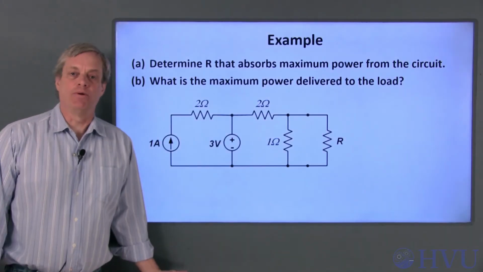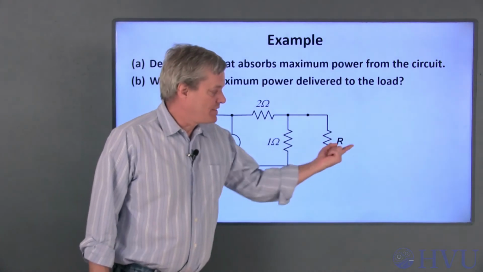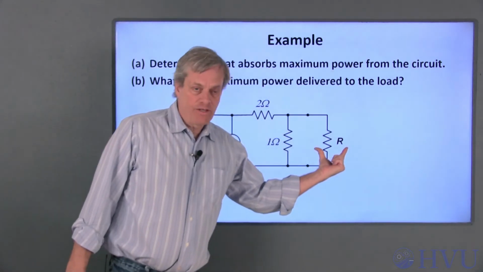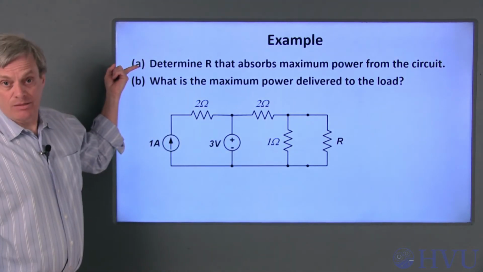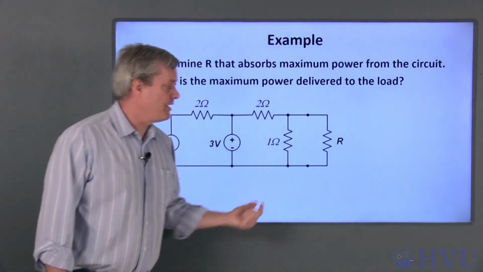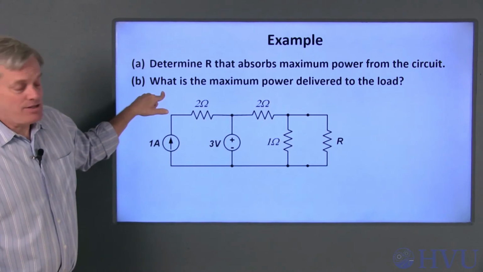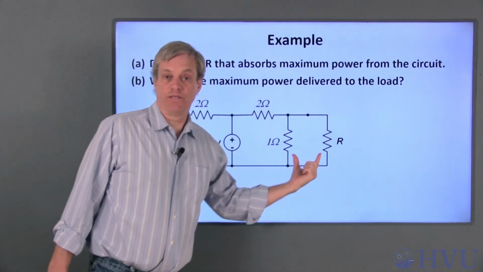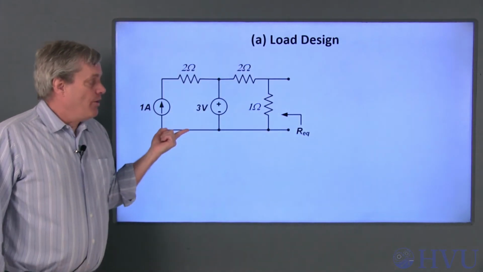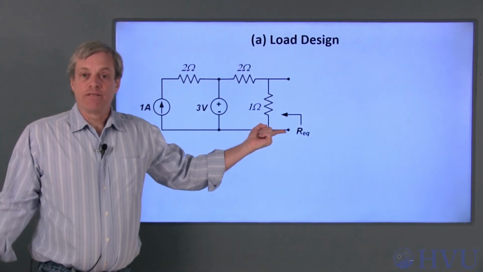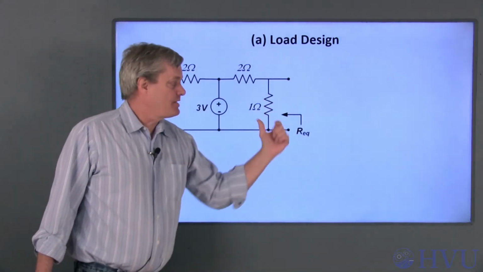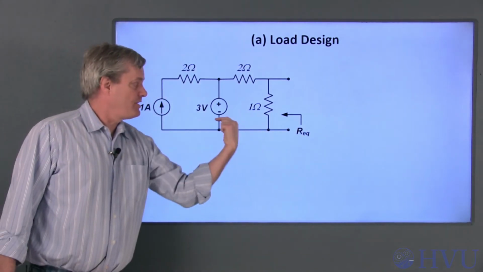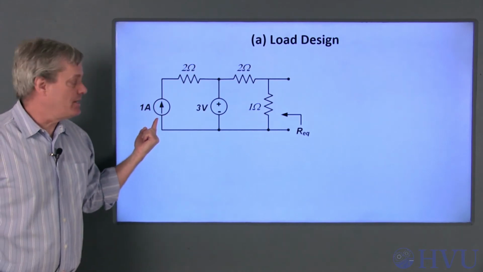Now let's do an example. We have a load resistance that we're connecting to this circuit. We want to choose a value for this resistance that absorbs the maximum amount of power from this circuit. Under that circumstance, we're going to find the maximum power that's delivered to this load resistance. So the load resistance is going to be the same as the Thevenin resistance seen across these terminals. So my equivalent resistance is the resistance of this circuit with these sources killed.